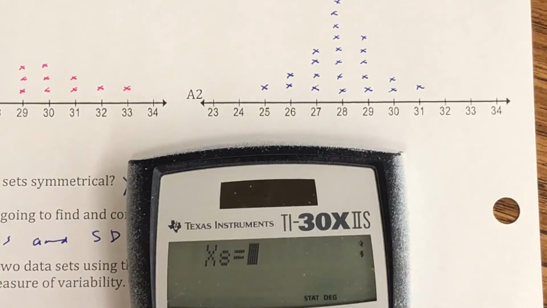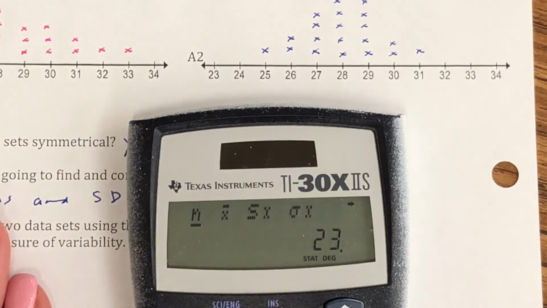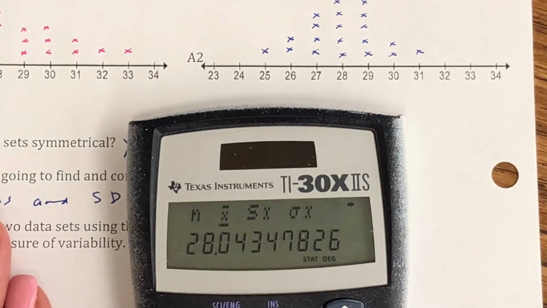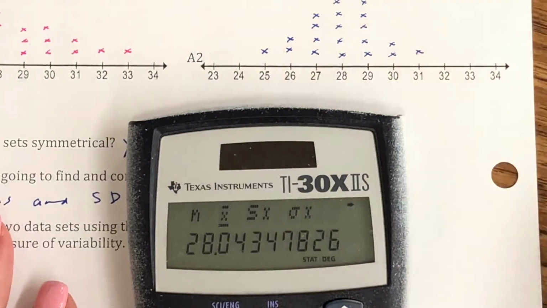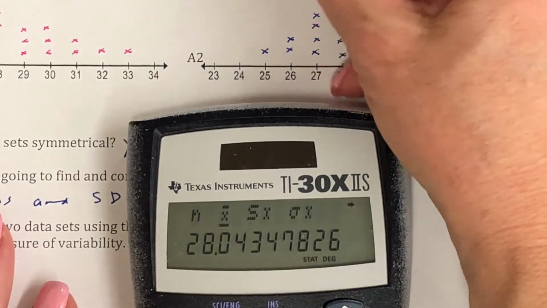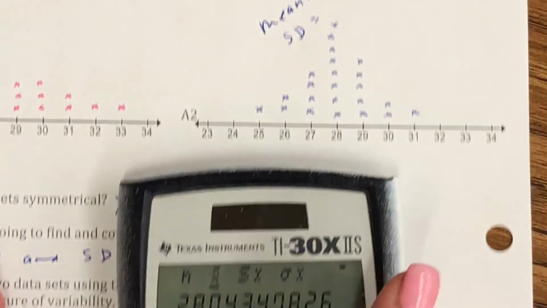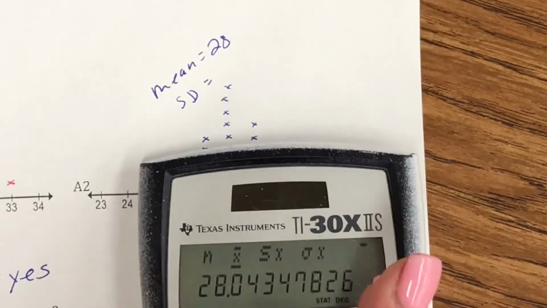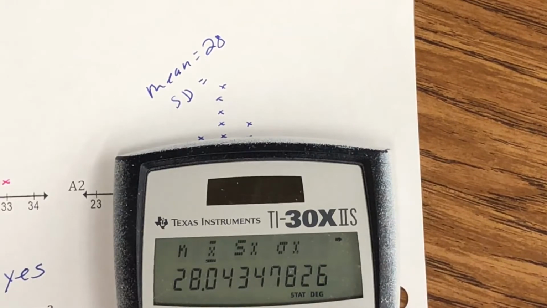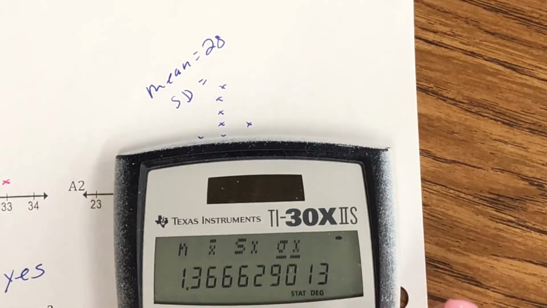Okay, we're going to go ahead and hit stat bar again to calculate that data. And I arrow over to my X bar, and I get that my mean is 28. So I'm going to write that down. And then I'm going to go arrow over twice. And 1.4 is my standard deviation.